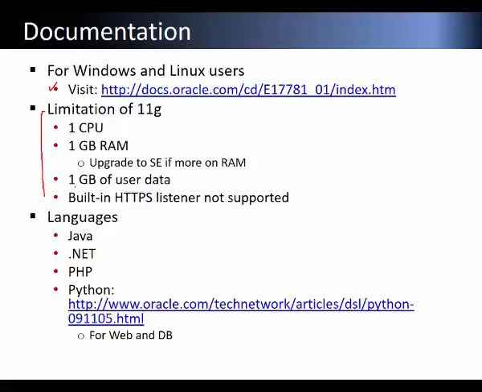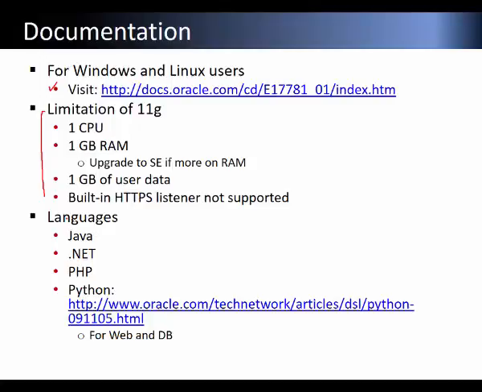Another thing is that 1 gigabyte of user data is available. This is the size of the user data, not necessarily concurrent, for example user login name and password and some other information. So only 1 gigabyte. That is another limit. If we have 1 million users, it's not possible. And the built-in HTTP listener is not possible.